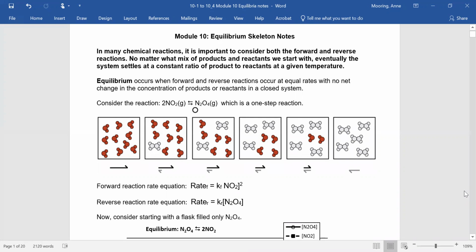In many chemical reactions, it is important to consider both the forward and reverse reactions. No matter what mix of products and reactants we start with, eventually the system settles at a constant ratio of products to reactants at a given temperature. Equilibrium occurs when the forward and reverse reactions occur at equal rates with no net change in the concentration of products or reactants in a closed system. You still have forward and reverse reactions going on, but the net concentration is staying the same.